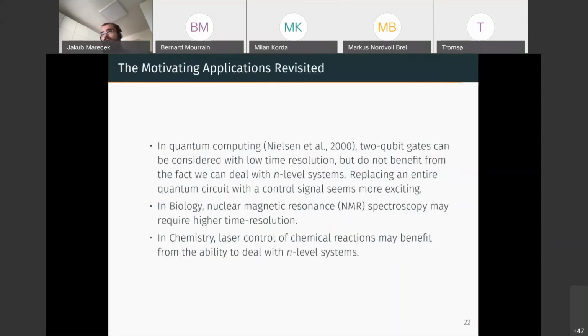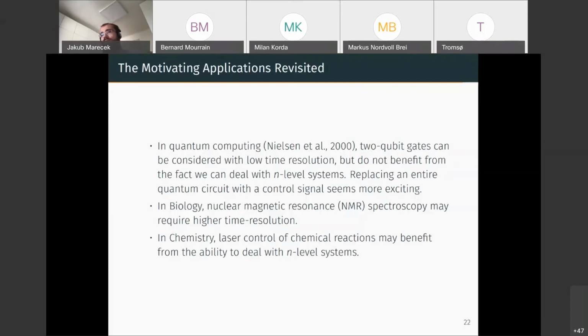And speaking of the applications, I think that for quantum computing, the biggest boon in the short term would be the implementation of higher fidelity two-qubit gates. The second approach could be more promising, and we do have very promising computational results for the second approach in that setting. More forward looking could be the idea of replacing the whole quantum circuit with a control signal, and there the non-commutative POP used in the Magnus expansion, as we have seen it today, I think could be the real tool to use.